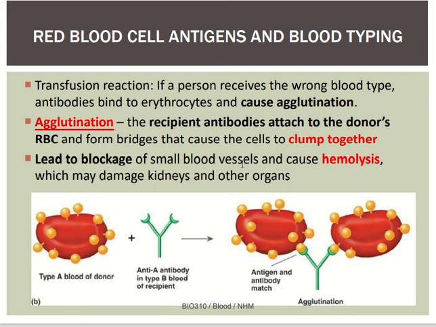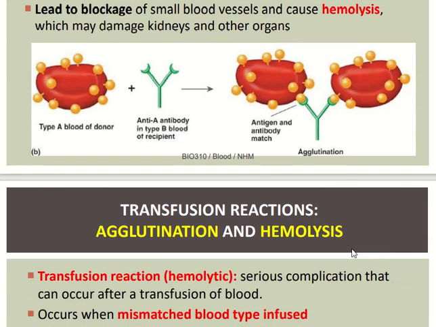And when they cannot pass through the small blood vessels, they will lead to blockage and also cause hemolysis to happen. Here, as you can see, the donor is blood type A, meanwhile the recipient is blood type B. Therefore, the recipient produces antibody against antigen A that will attach to the antigen A of the donor, and it will cause agglutination, or the clumping together, to occur.